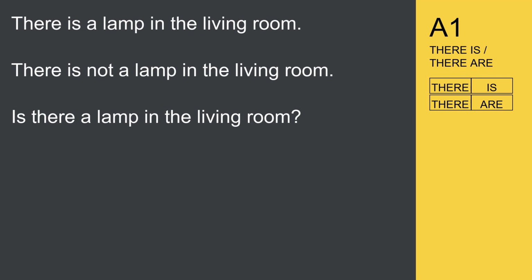There is a lamp in the living room. There is not a lamp in the living room. Is there a lamp in the living room?